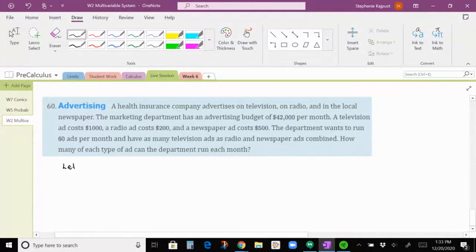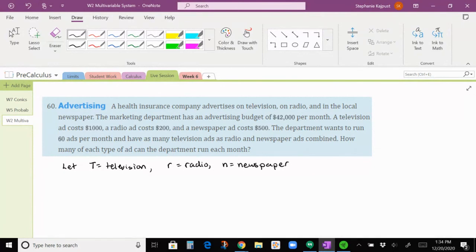So the way that we write this is say, okay, let T equals television. Let's do R for radio, and then N for newspaper. And I did a capital T just so that a lowercase t doesn't look like a plus sign. So I just wanted to make that one capital so that I don't get confused. But it's always good to write down your variables so that way you know what you are looking for, what letters you are using.